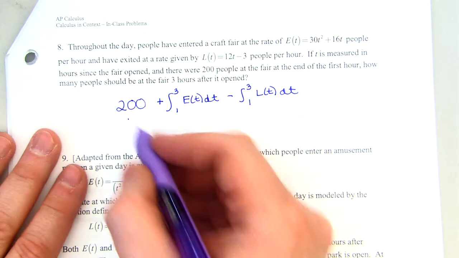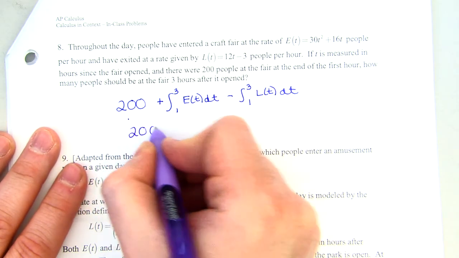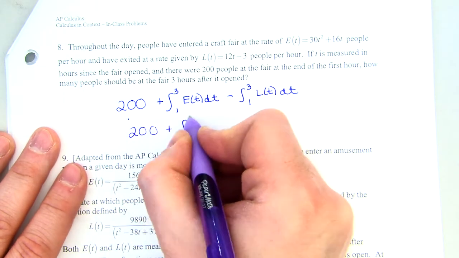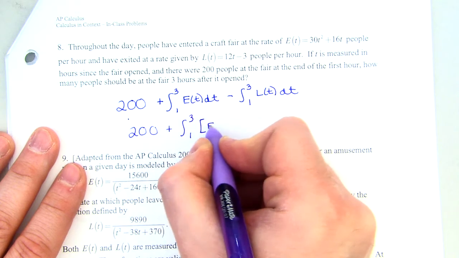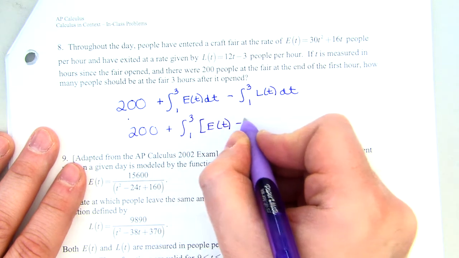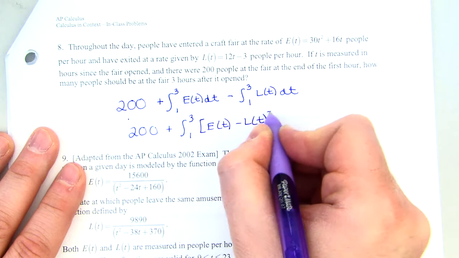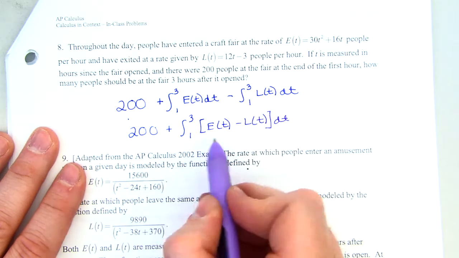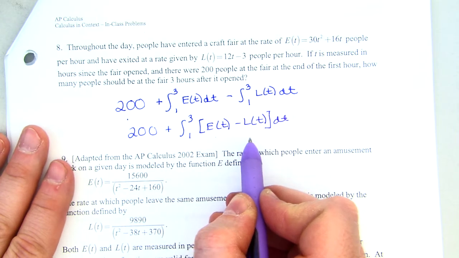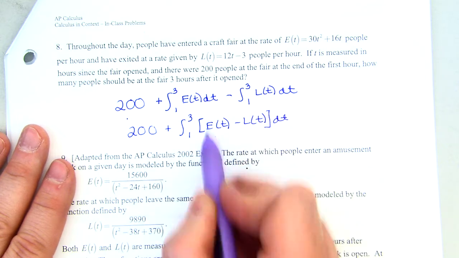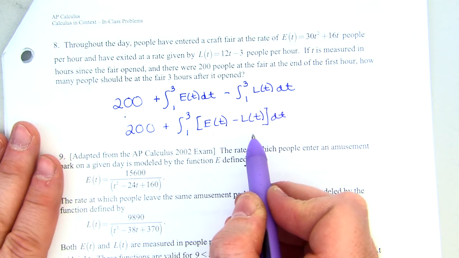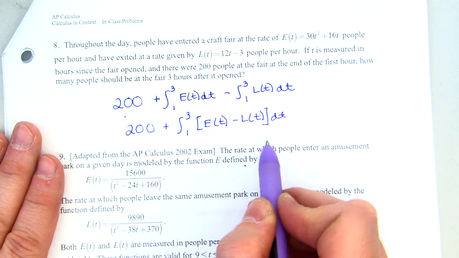Kevin. Exactly. Because the limits of integration are the same, how about I just do one integral over here? The integral from 1 to 3 of the rate in minus the rate out. And honestly, this is kind of like the rate of change of the people in general. So you integrate that, you get the total change in people.